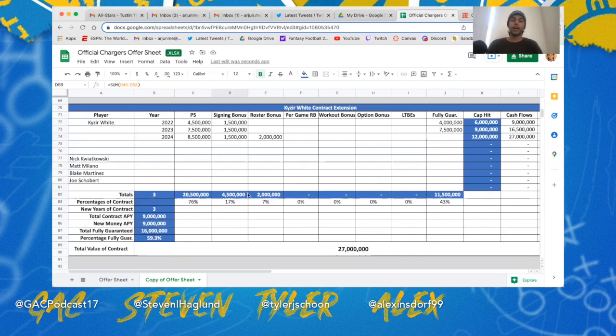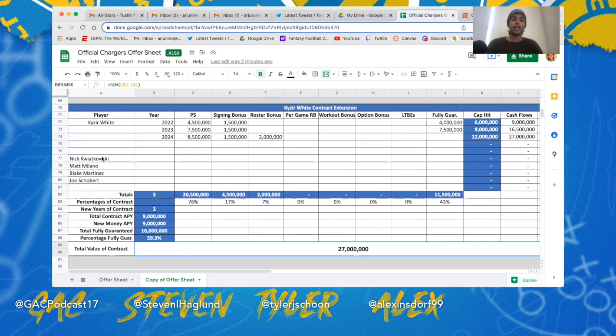So the contract I drew up for him, a simple one, is 3 years, 27 mil, 9 mil APY, 16 mil fully guaranteed, which is a lot. But again, this is based on the market. And then a $4.5 million signing bonus. So when I say based on the market, when I did my competition this past weekend and won the whole thing, my prep was looking at players' contracts at that position that they signed in the past 3 years, and seeing what type of deals they got, right?